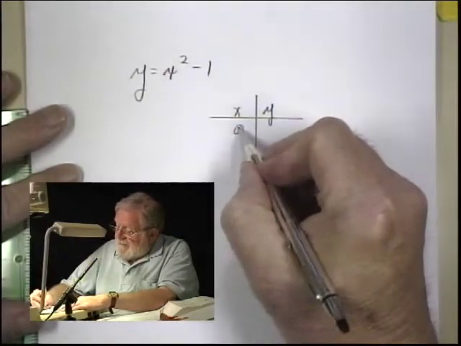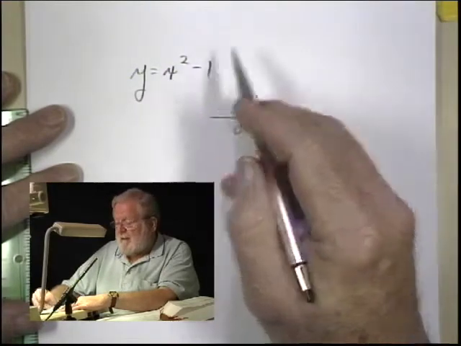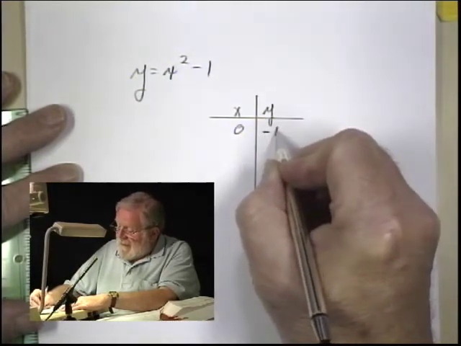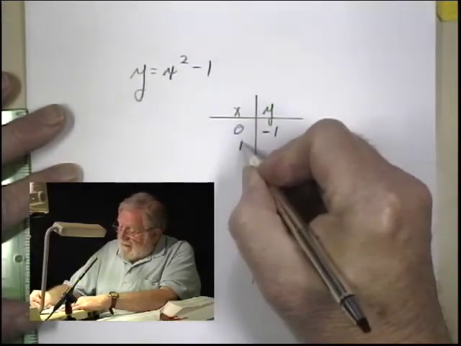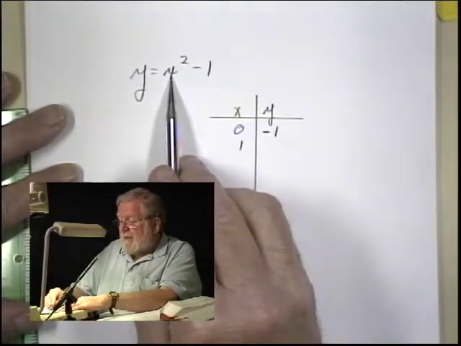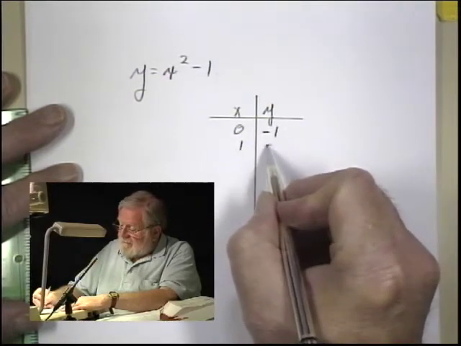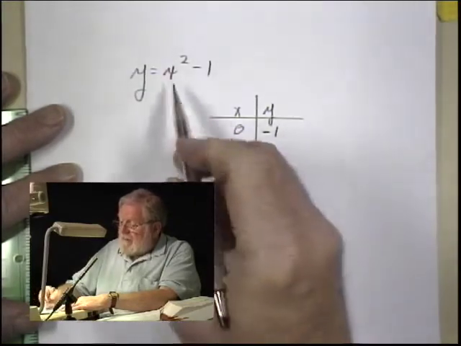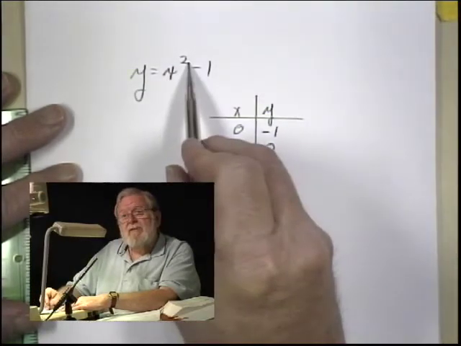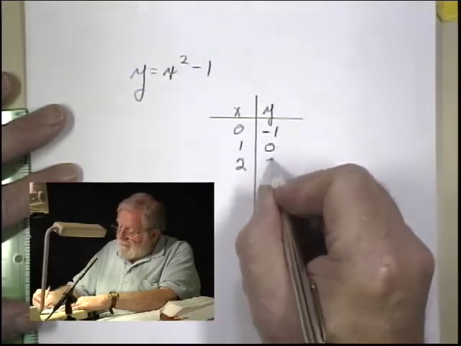I'll start with 0. If x is 0, we'd have 0 squared, which is 0, minus 1. Y would be minus 1. If x is 1, we'd have 1 squared. 1 times 1 is 1. Minus 1 is 0. If x is 2, we'd have 2 squared, which would be 4. Minus 1 is 3.